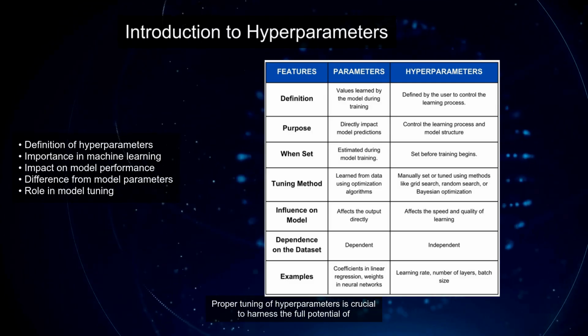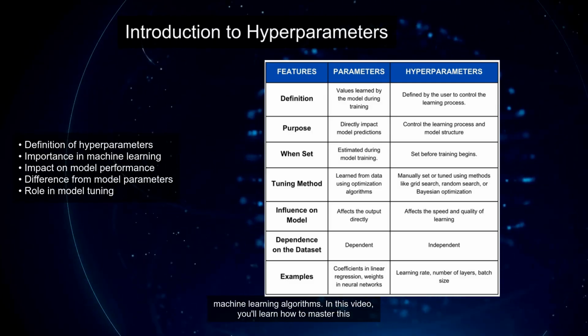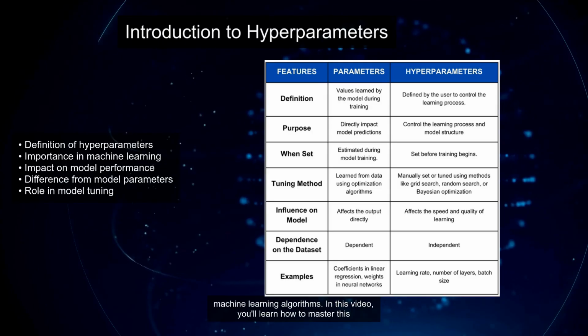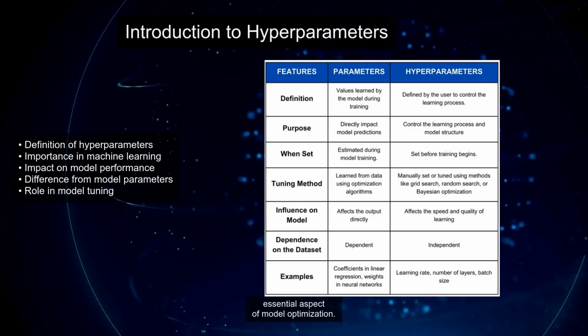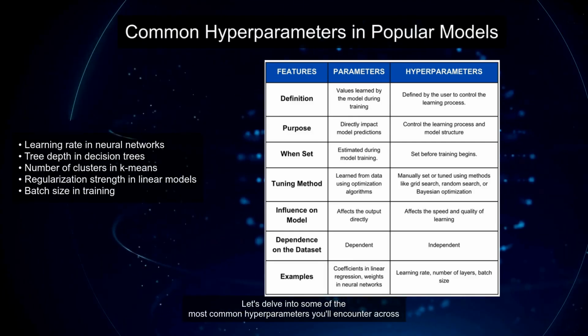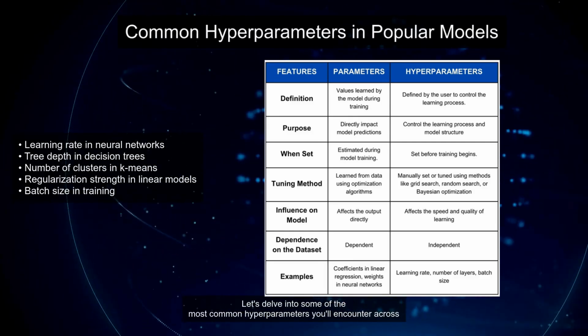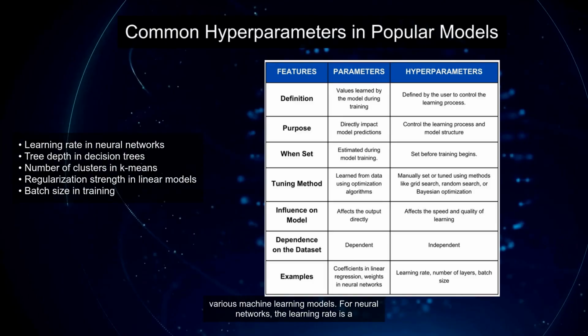Proper tuning of hyperparameters is crucial to harness the full potential of machine learning algorithms. In this video, you'll learn how to master this essential aspect of model optimization. Let's delve into some of the most common hyperparameters you'll encounter across various machine learning models.